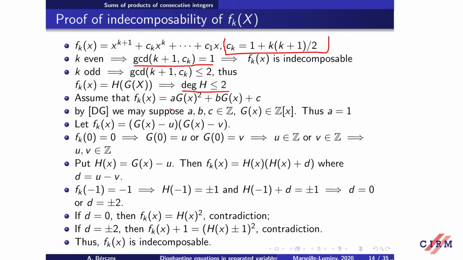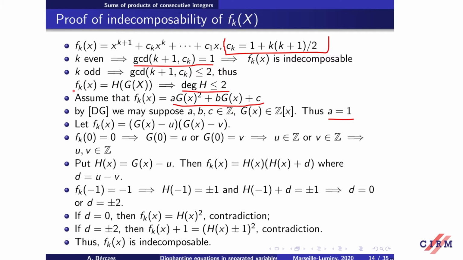So assume that we have a quadratic polynomial, h equals ax squared plus bx plus c. Now then, h(g(x)) looks like this. And clearly now, this is a decomposition of the polynomial f_k(x). But by the theorem of Dujella and Gusić, we know that if it has a decomposition over the complex numbers, it has a decomposition over the integers. So we may assume, without loss of generality, that a, b, c are integers, and g is a polynomial with integer coefficients.